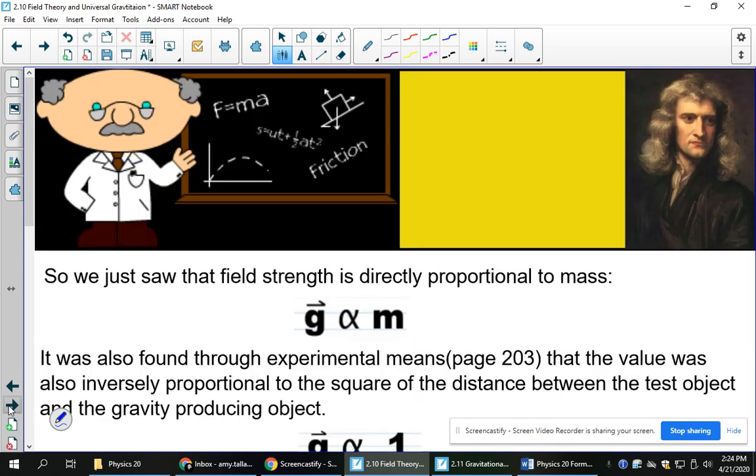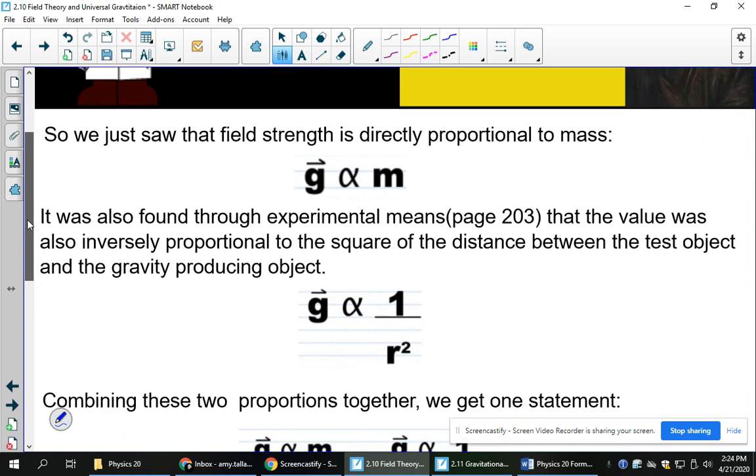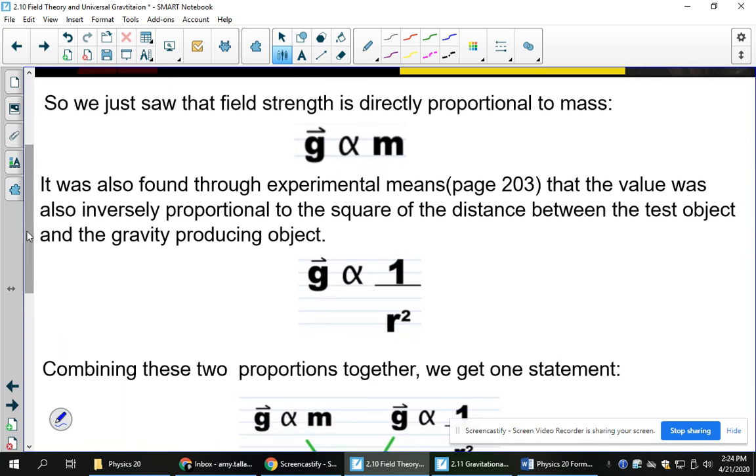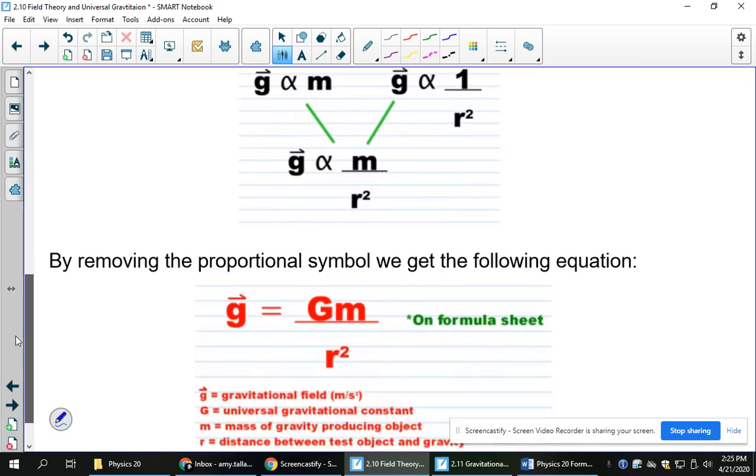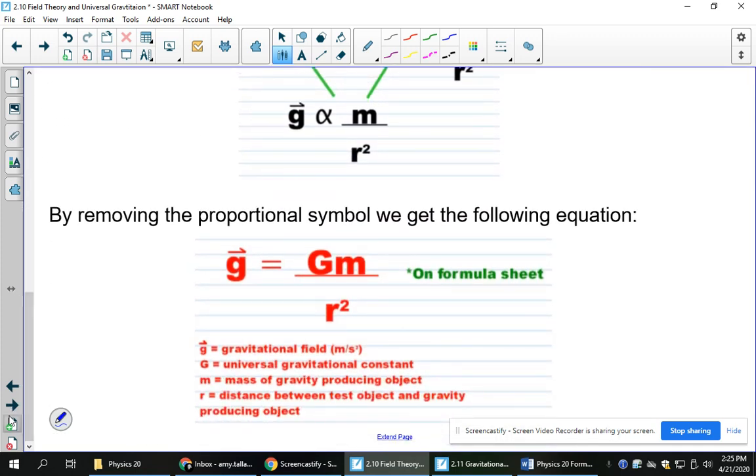Now, on this next page, we talk about these proportionalities. So we see that we've got g is proportional to m. We also know from something in the textbook that g is proportional to 1 over r squared. You don't need to know how we arrived at that, but the page in the textbook is referenced if you're interested, but don't worry about figuring that out. If we combine these two proportions together, so that's all that this little symbol means, proportional, we actually come up with the next formula on your formula sheet. So little g equals big G times m divided by r squared.